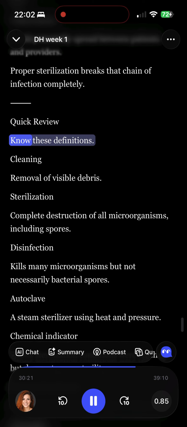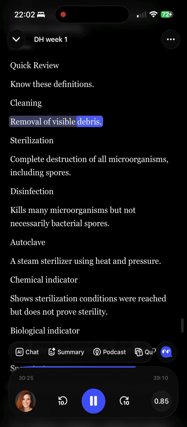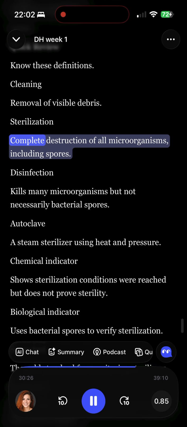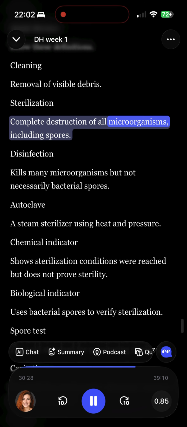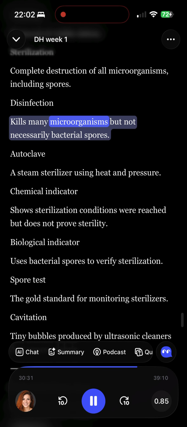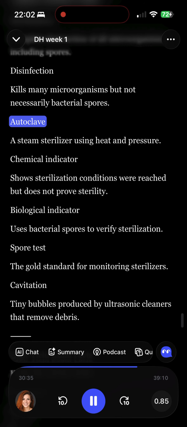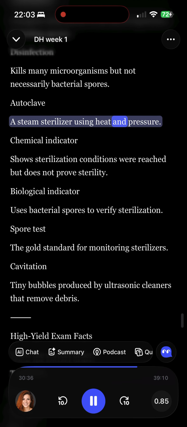Quick review. Know these definitions. Cleaning: removal of visible debris. Sterilization: complete destruction of all microorganisms, including spores. Disinfection: kills many microorganisms but not necessarily bacterial spores. Autoclave: a steam sterilizer using heat and pressure.